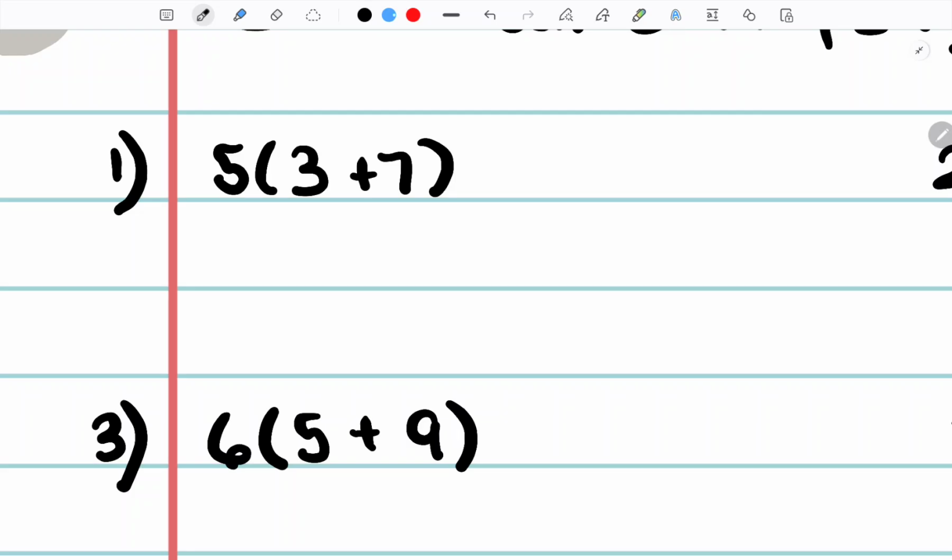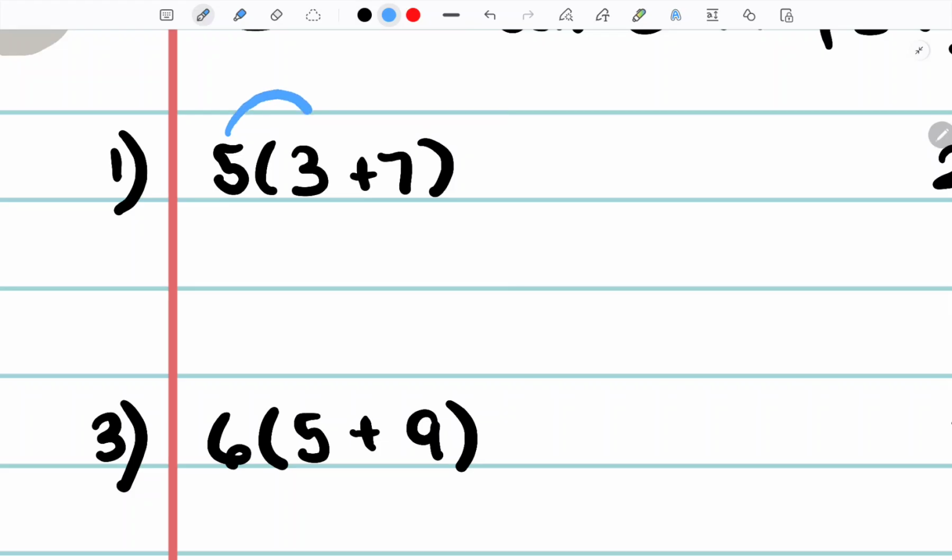It's very easy. The first thing you're going to see is, what number do I have outside? Okay, I have 5. So the first thing I'm going to do is multiply it by what's inside the parentheses. What's inside the parentheses? 3 and 7. So if we want to do the distributive property, we're going to have to multiply 3 and 7 by 5.